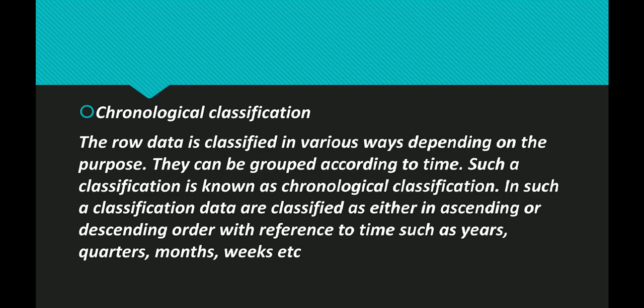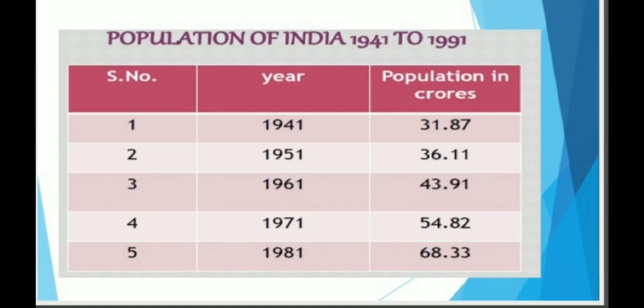Chronological classification. The raw data is classified in various ways depending on the purpose. They can be grouped according to time. Such a classification is known as chronological classification. In such a classification, data are classified either in ascending or in descending order with reference to time, such as years, quarters, months, weeks, etc. Population of India from 1941 to 1991 arranged in chronological order is an example of chronological classification.